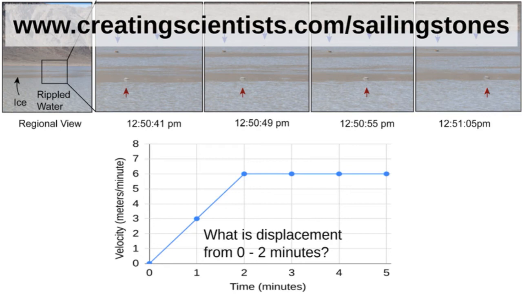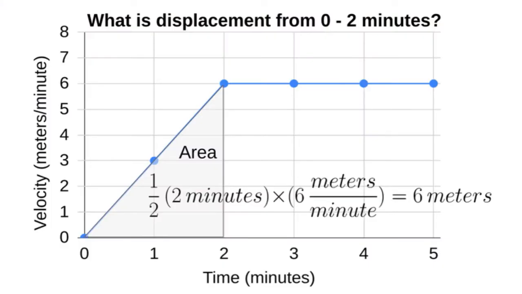Are you ready? Pause. So now you're back from answering that question, looking at the sailing stone's motion from 0 to 2 minutes. And this is constant accelerated motion, so the velocity as a function of time graph is linear with a defined slope. So we can look at the area under the graph and determine what the displacement happens to be. Now in this case, since it started from 0, we don't have that rectangular piece. It would just be the half at squared, right? But we can also look at it as the base times the height times that half. Half times 2 minutes times 6 meters per minute equals 6 meters.